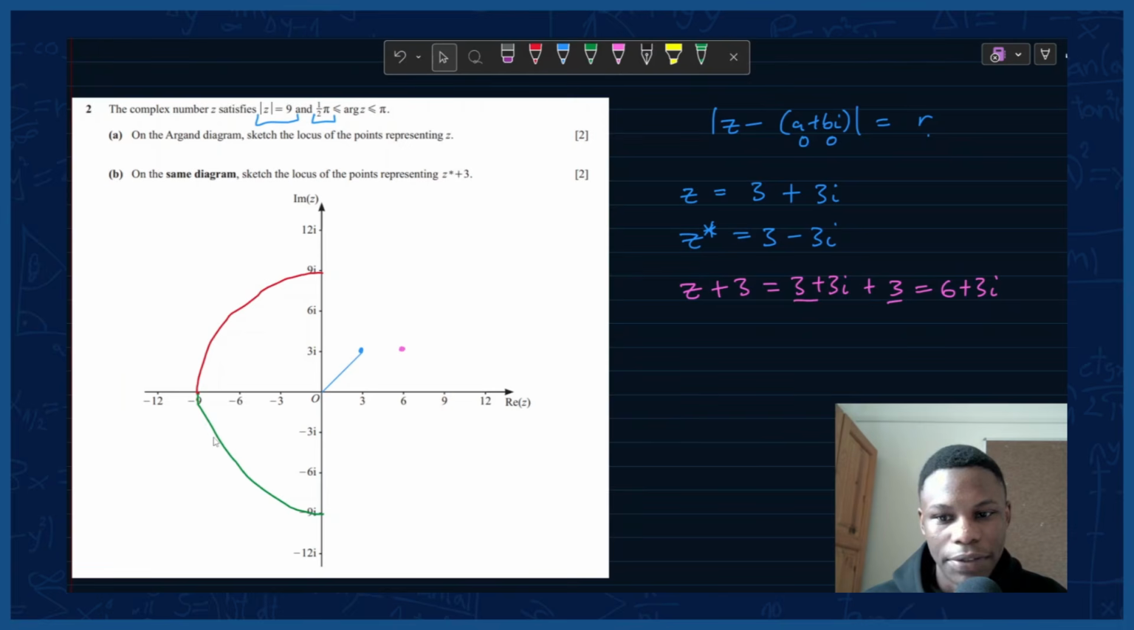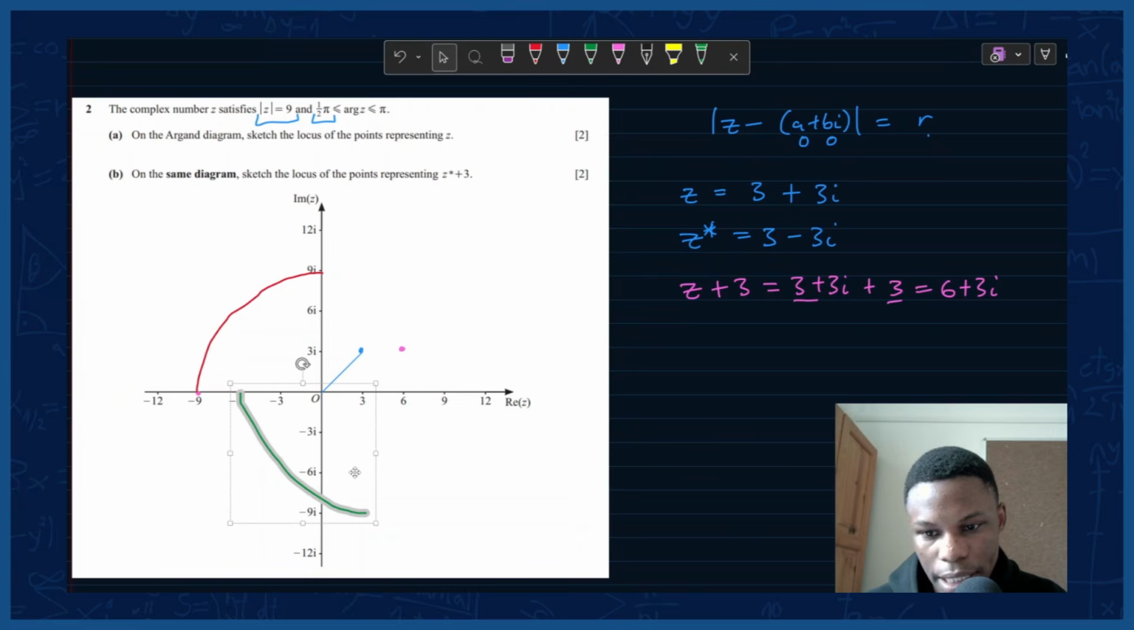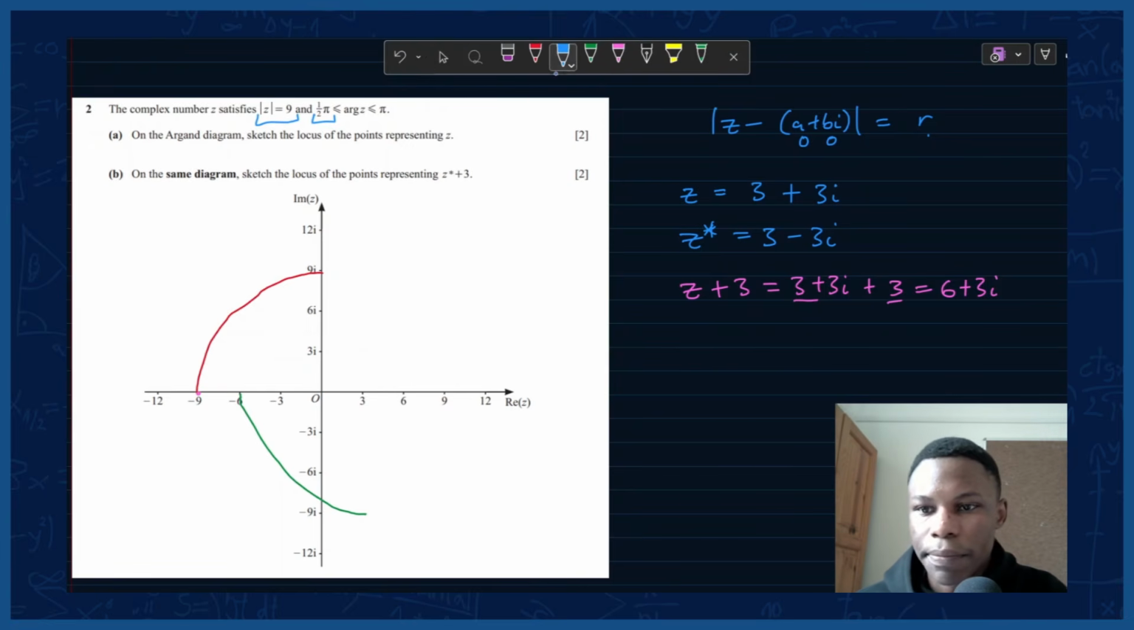So that means I have to shift to the right by 3. And so here we were intersecting at minus 9. When we translate by 3 to the right, we now intersect at minus 6. And our circle, or this bottom part, should now end at 3, because originally it was ending at 0. Okay. So that's going to be our z star plus 3, the green stuff. Let's delete this. I hope that makes sense.